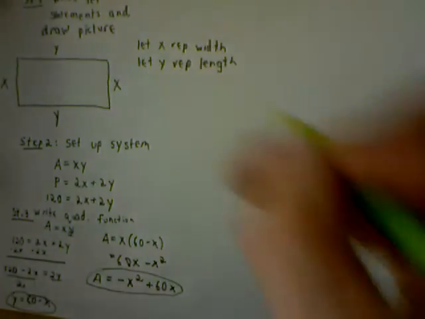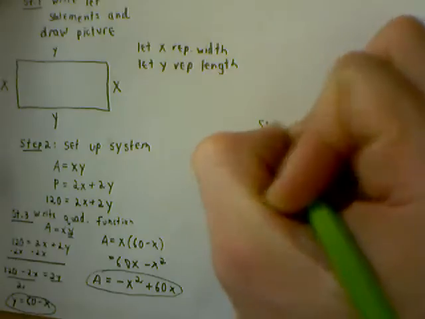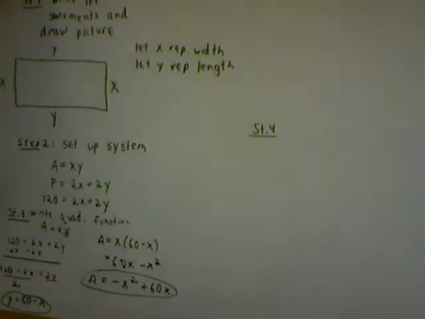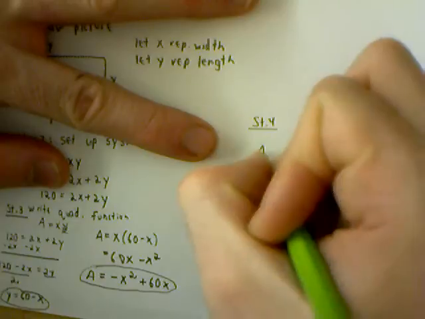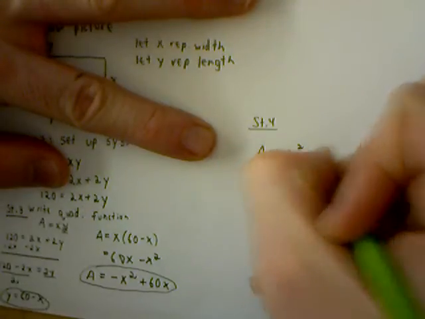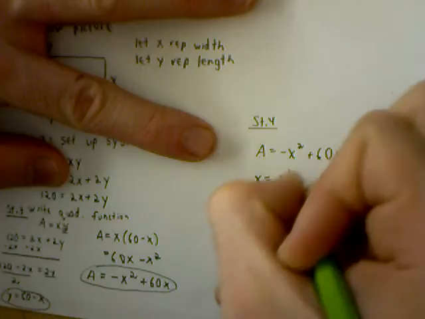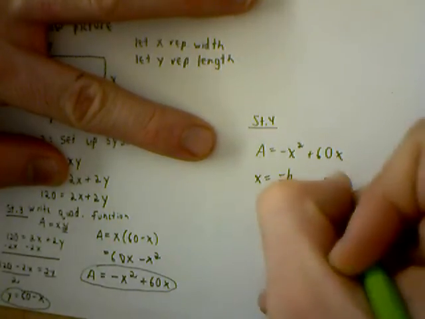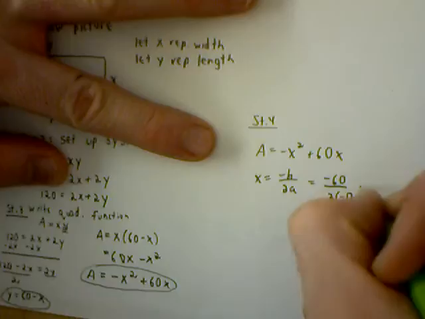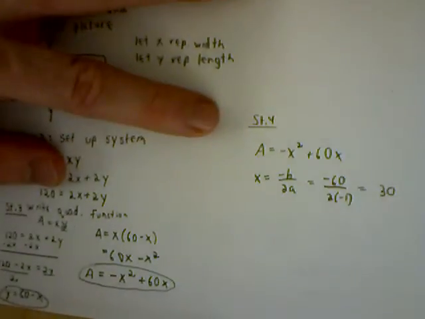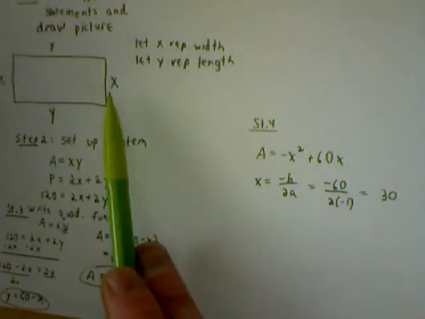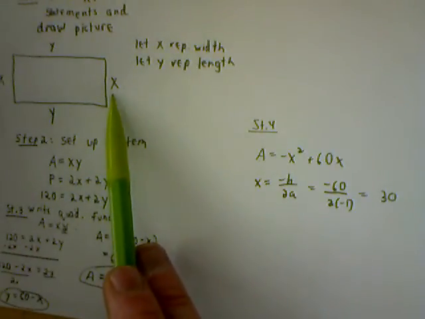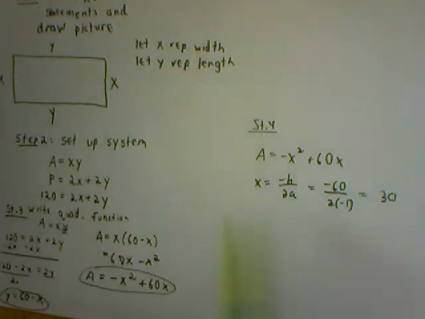From here, step 4: I need to maximize this area, which means I'm going to find the vertex. I know that A equals negative x squared plus 60x, so I'm going to find x equals negative b over 2a. Negative 60 over 2 times negative 1 gives me 30. So my width here should be 30 because I said let x represent the width. Now we still have to find y.